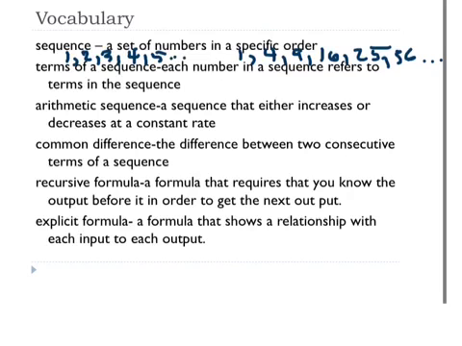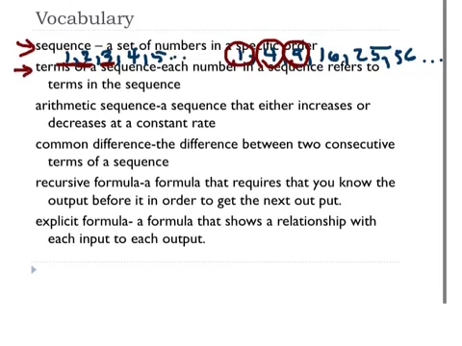So a sequence is a set of numbers in a specific order. They can be negative, positive. They jump around. They move around according to a particular plan or rule. Terms of a sequence. Each number in a sequence refers to a term in a sequence. So if we look at the two sequences that we wrote up at the top, the first term of this first sequence is 1. The second term is 2. The third term is 3. Let's look at this other sequence. The first term is 1. The second term is 4. The third term is 9. So each number in a sequence is referred to as a term.